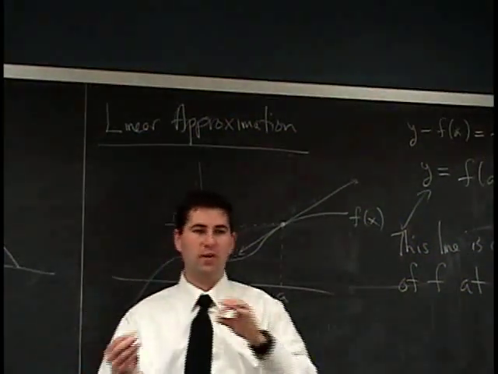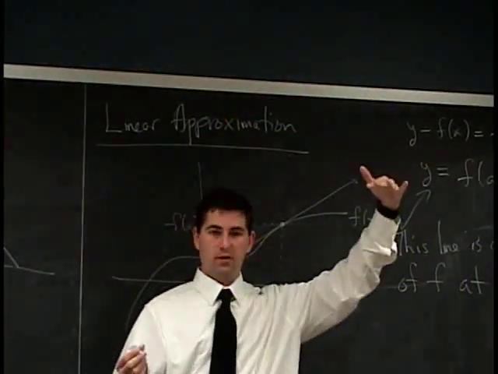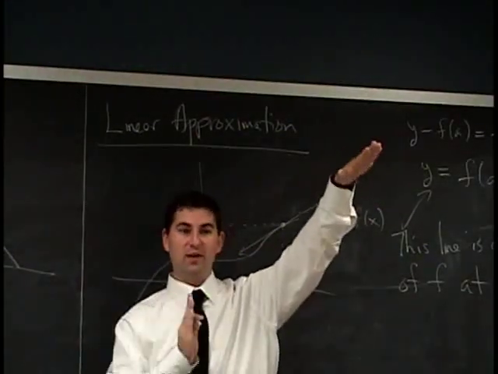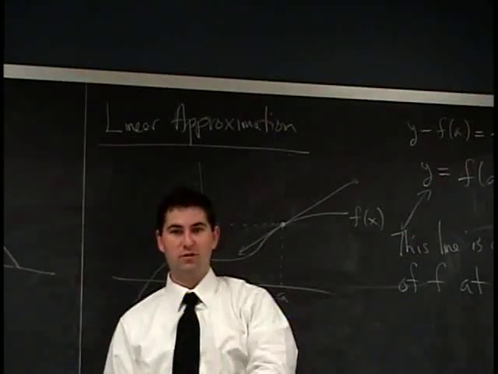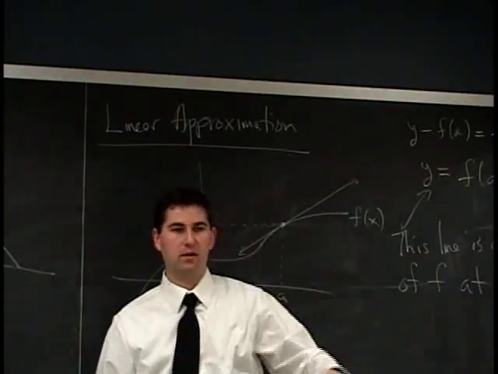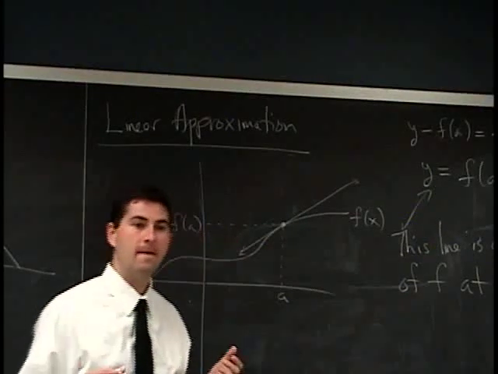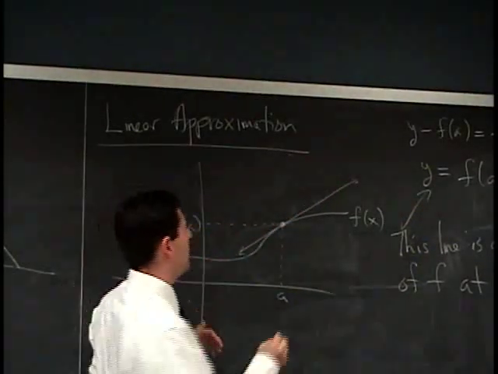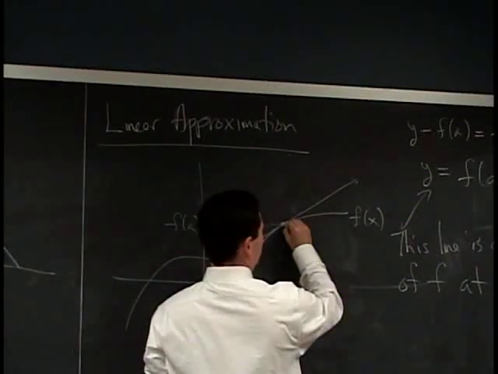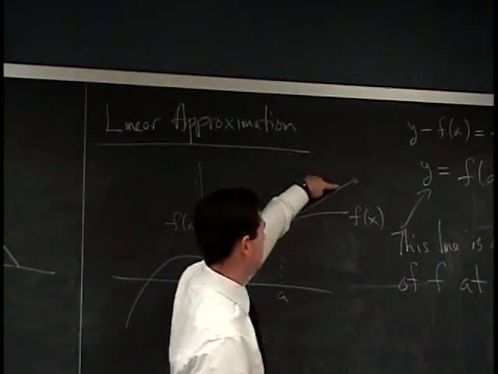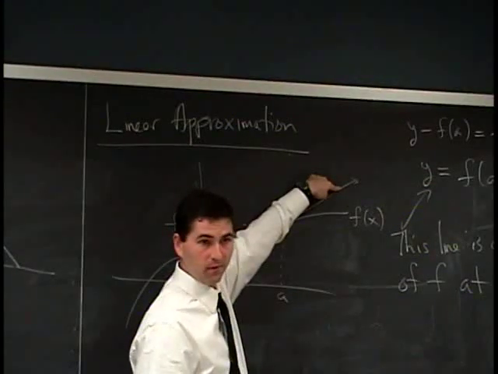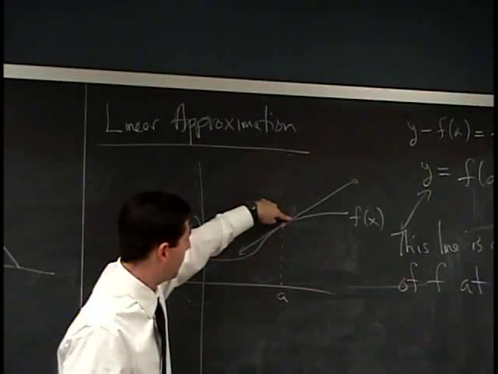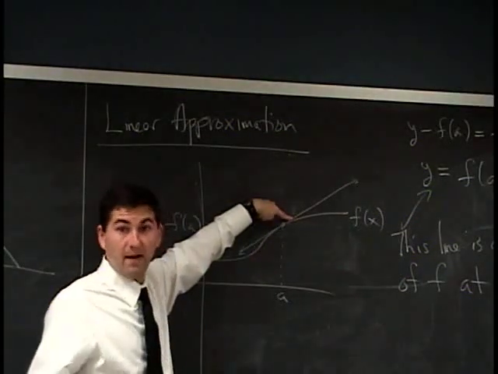If you want to know what's going to happen in the future to some function, if it's a line, it's very easy to figure out. You just figure out what the slope is. If you want to go one unit into the future, you just go up by the slope or down by the slope, whether it's positive or negative. So lines are much easier to use. Now, as you go farther and farther away from this point, how good of an approximation is this line to the curve? It's not very good. But if you're very close to it, how far off is it? It's not that bad.